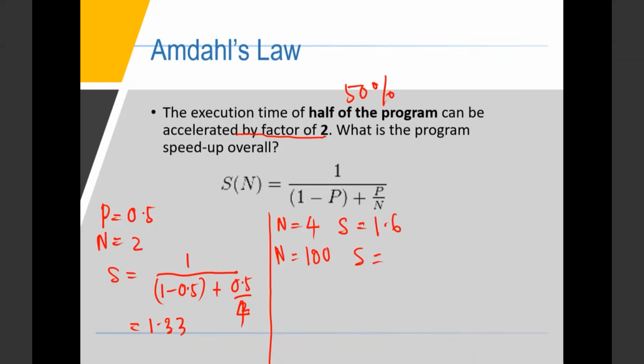Okay, 1.98. Thank you. Okay, what happens if you increase more? Okay, you have a very powerful processor, which supports up to 1000 N. Okay, what is your speed up?